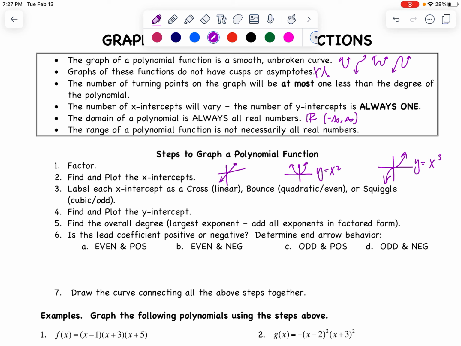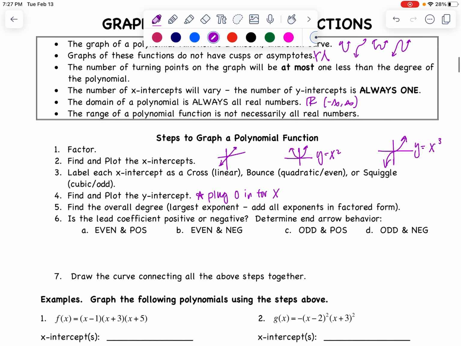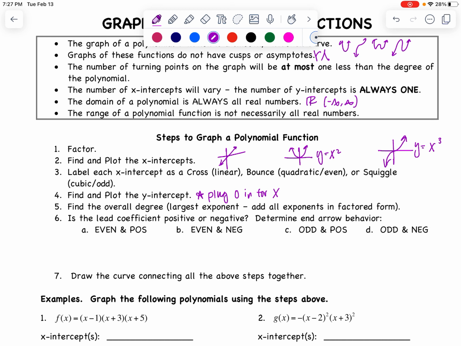The next one is to find and plot the y-intercept. In this case, all you have to do is plug 0 in for x and solve or evaluate. And then find the overall degree, which is the largest exponent. All you have to do is add all exponents in factored form. And then when determining the end arrow behavior, you're just going to ask yourself the question, is the lead coefficient positive or negative?